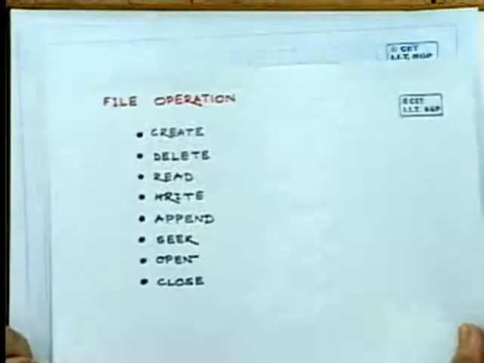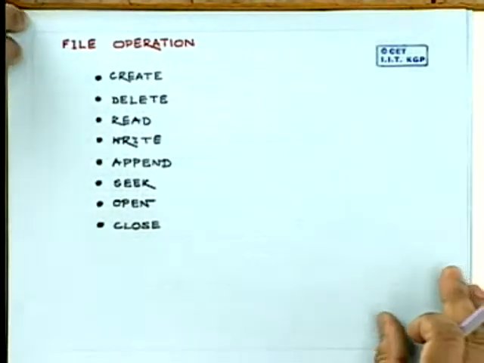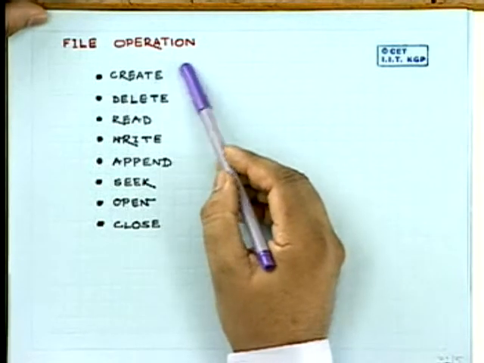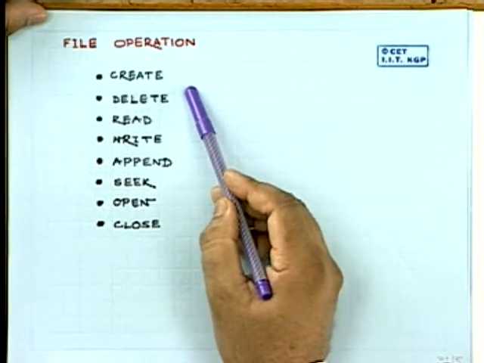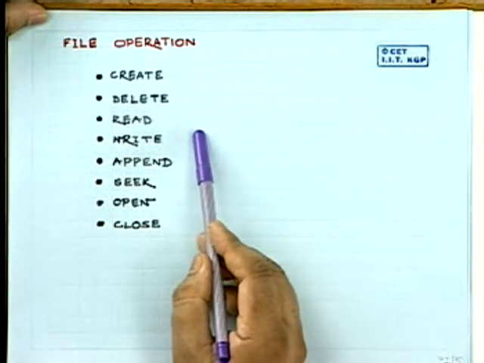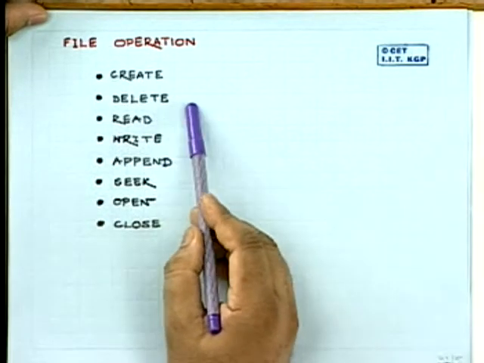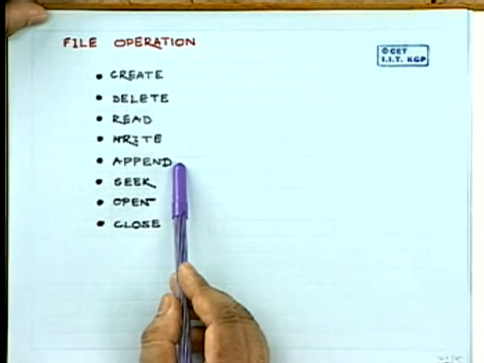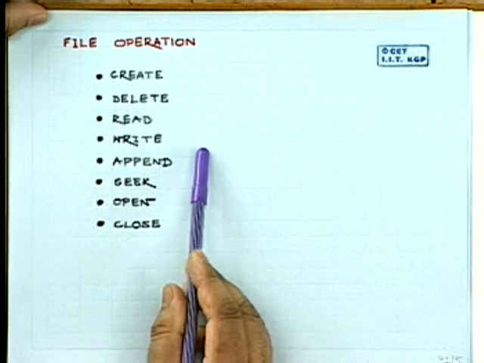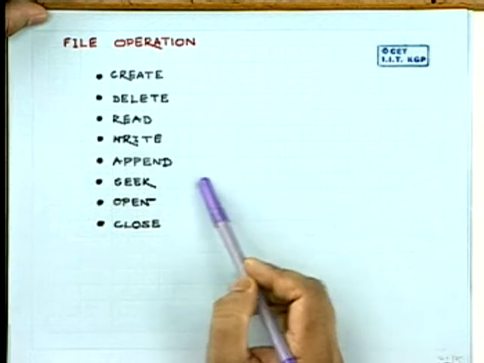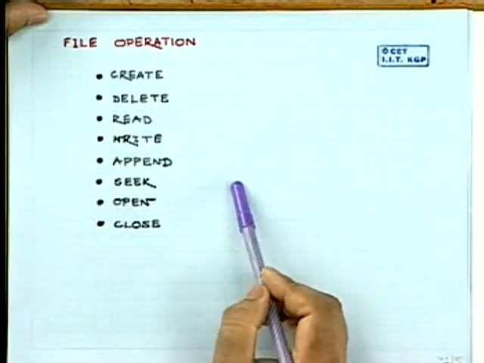Now, the different file operations that are permitted generally are create, that means to create a new file; delete an existing file; read from a file; write into a file; read a record from a file; write into a file; append a file, that is, to an existing file. That means the existing file is appended by adding more information into it.